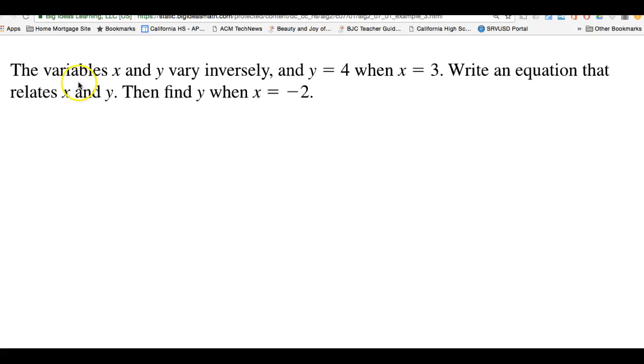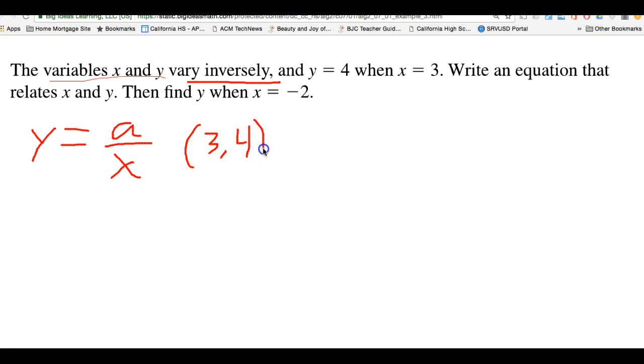So let's look at this first problem. We're told that the variables x and y vary inversely. Let's first write that down. First thing we know is that x and y have an inverse variation, which means y is equal to a over x. That's an inverse variation. And we know that when x equals 3, y equals 4.